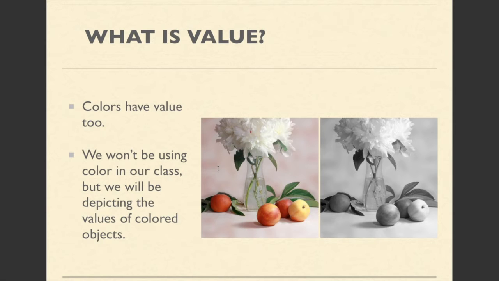Colors have value too. We're not going to be using color in our class, but we will be depicting colored objects using value. If you look at this picture of a still life, you'll realize that this dark green in the leaf is darker in value than this part of the peach, and you can see that in the black and white photo as well. You also notice that this dark green of the leaf is darker than this pink of the background, and you can see that in the black and white photo as well.